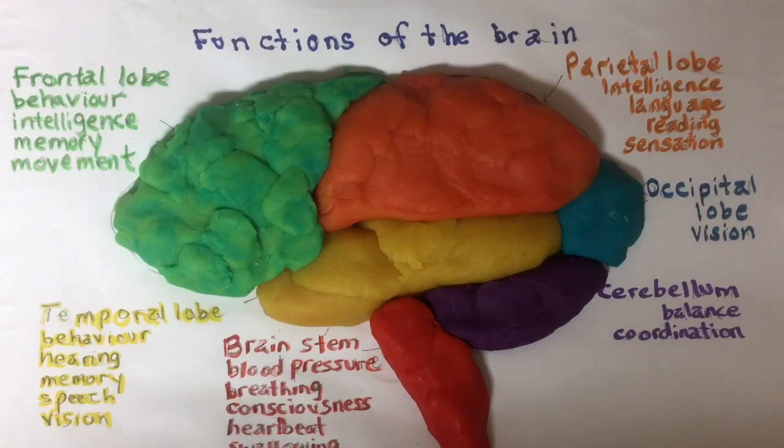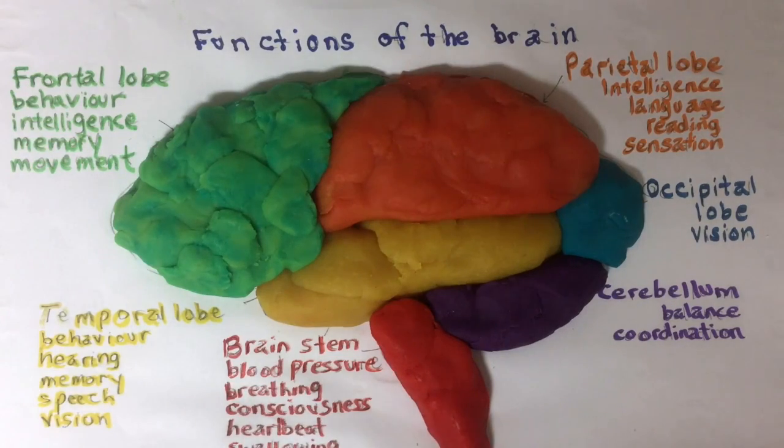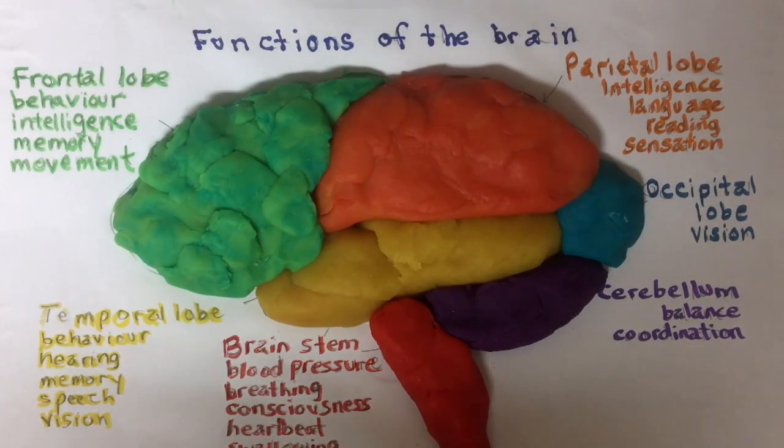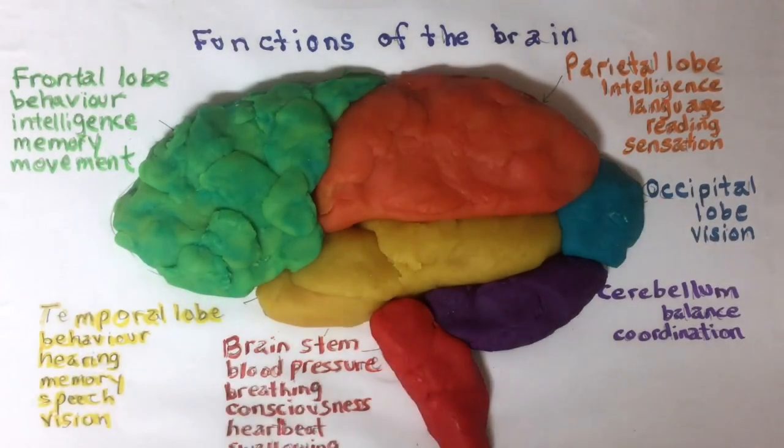So this diagram basically shows the cerebrum, which is the largest and most complex part of the human brain. It is divided into 4 lobes. Frontal, which is green, and it deals with behavior, intelligence, memory, movement. It basically carries out higher mental processes like decision making, thinking, and planning.